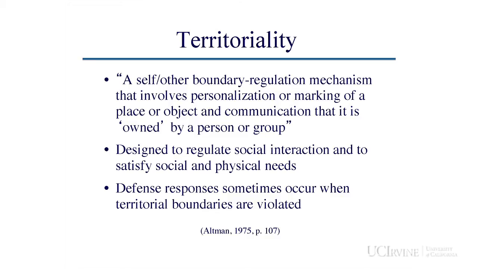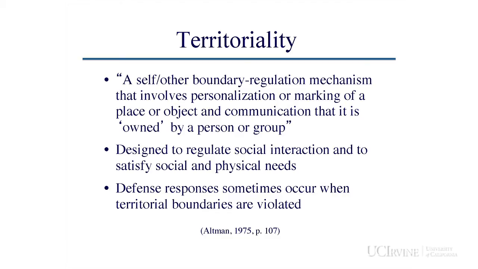In humans, it gets a lot more nuanced. We have copyrights, we have patents, we have our cars that become our territory. We have multiple residences, our room back at home and our dorm room. So human territoriality gets a little bit more complex. So Altman defines this as a self-other boundary regulation mechanism that involves personalizing or marking a place or object and communicating that it's owned by you, by a person or group. So you're marking something to communicate your identity, that you own that space.